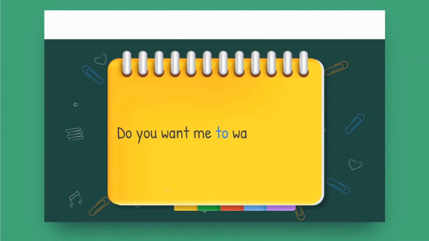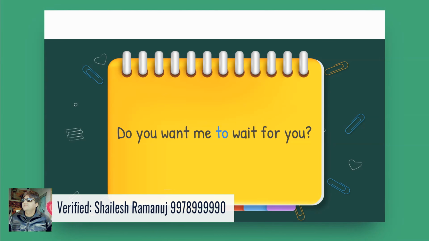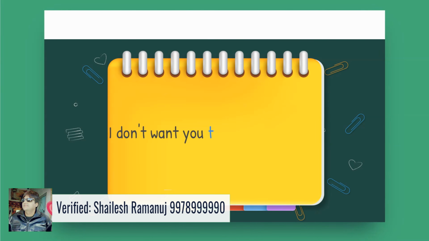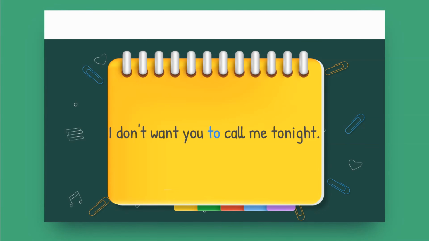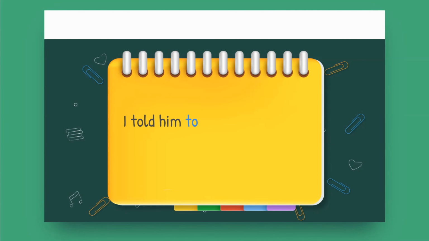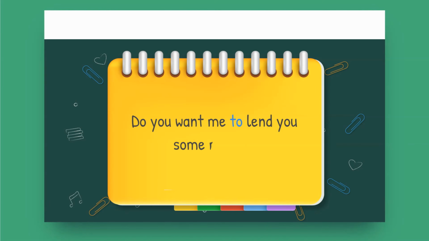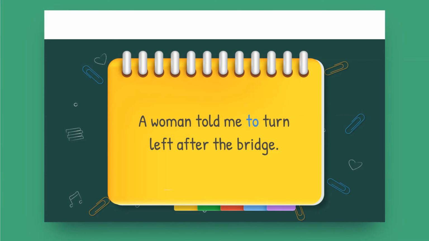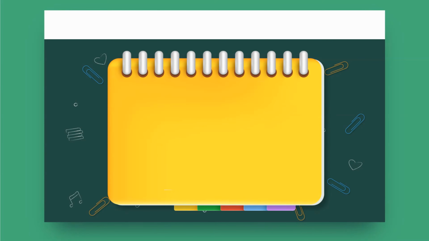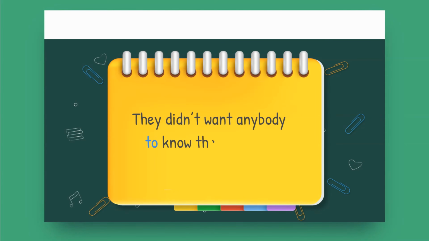Do you want me to wait for you? I don't want you to call me tonight. I told him to come back in 10 minutes. Amy's mother taught her to play the piano. Do you want me to lend you some money? A woman told me to turn left after the bridge. They didn't want anybody to know their secret.